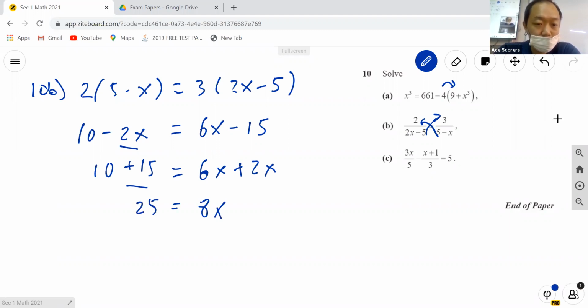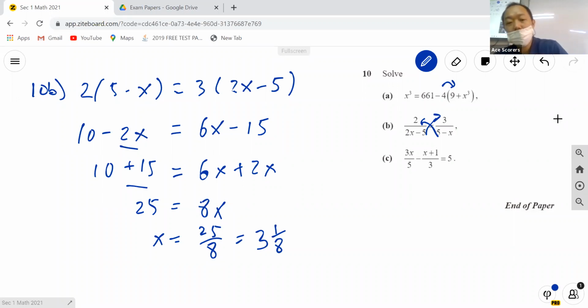We'll get a weird answer, a mixed number. So 25 over 8, which is 3 whole and 1 out of 8. Okay, 3 whole, 1 over 8. For 10B, this is doing cross multiplication. Question, anyone? Okay, right? Moving on.